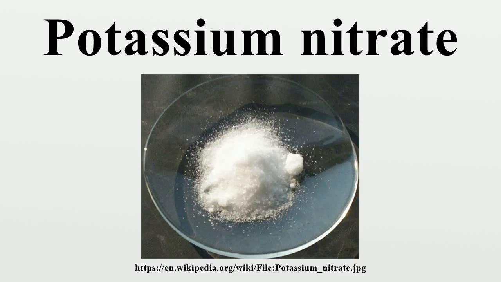Uses. Potassium nitrate has a wide variety of uses, largely as a source of nitrate. Nitric acid production. Historically, nitric acid was produced by combining sulfuric acid with nitrates such as saltpeter. In modern times this is reversed. Nitrates are produced from nitric acid produced via the Ostwald process.